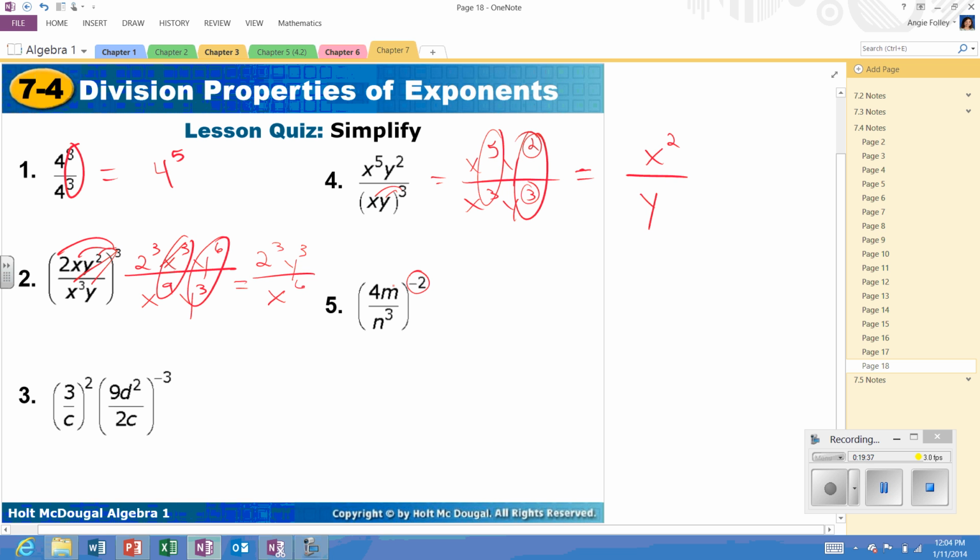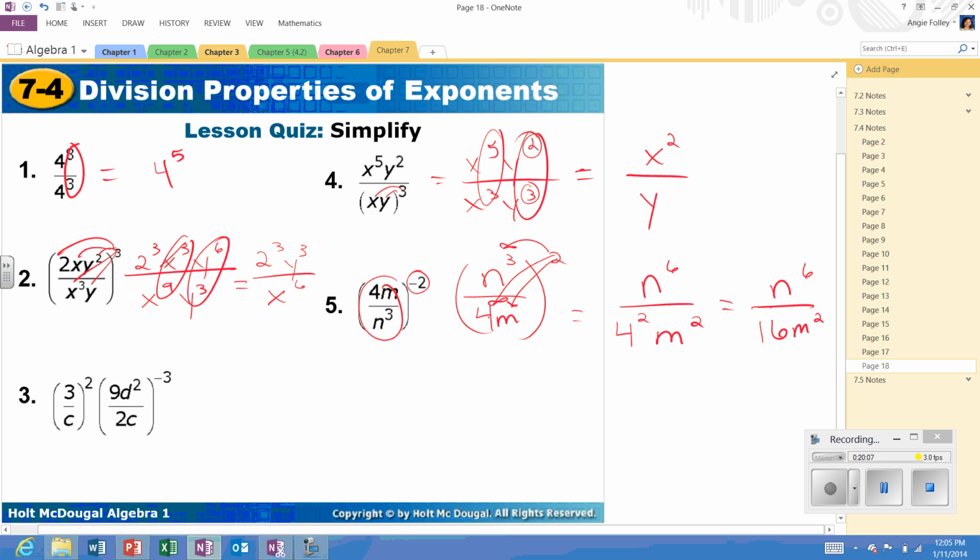Remember, if it's a negative exponent, you flip the numerator and the denominator. So I'm going to make that n to the 3rd over 4m to the positive 2. Now this gets distributed to everything inside. So I have n to the 6th, 4 to the 2nd. Be careful you guys aren't taking 4 times 2. It's 4 squared, 4 times 4, and m squared. If you want, you can rewrite this as n to the 6 over 16m squared, because 4 times 4 is 16. That one you should know.